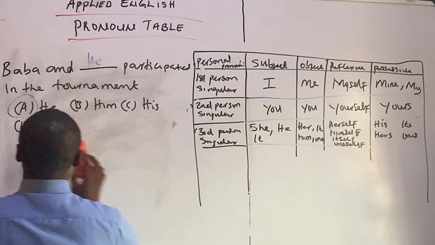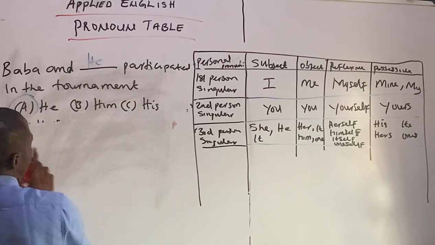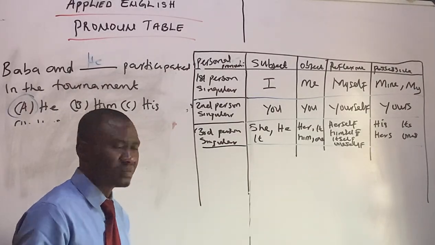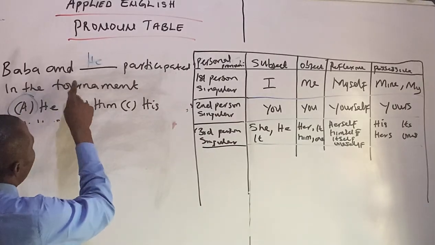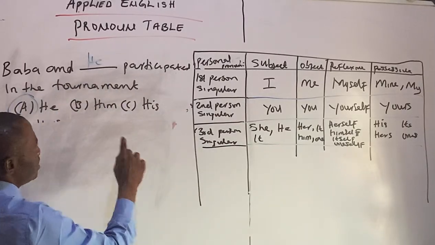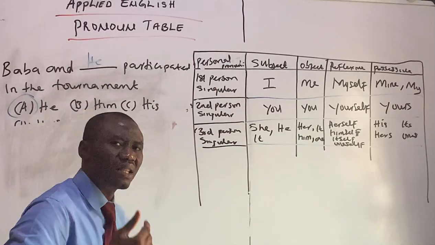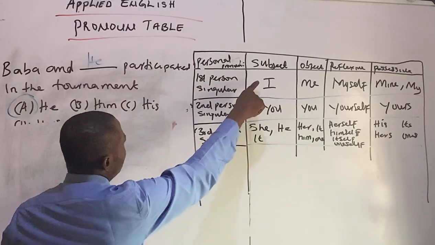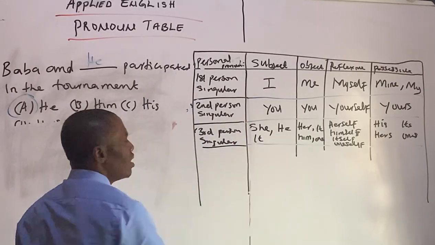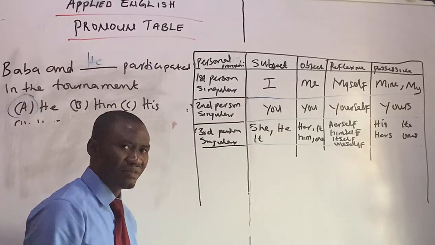And let's go to another one. I hope you understand what I just explained to you. Baba and Dash participated in the tournament. Now look at Baba. Baba is at the subject level. So look at the third person singular. He is also at the subject level. Good.